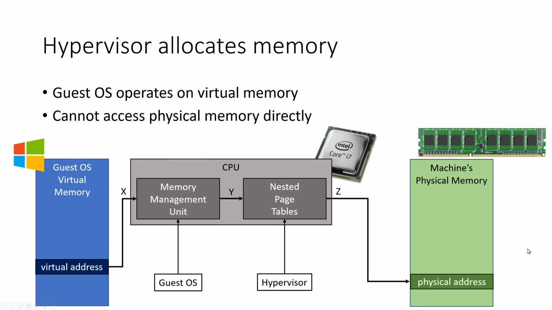Now, when we run in full virtualization, we have an additional layer that is controlled by the hypervisor. So virtual machines, for example, running Windows as their guest OS, will operate on virtual memory. So they will have virtual addresses. And these virtual addresses will be translated to machine virtual addresses by the memory management unit. And these machine virtual addresses will be translated into actual physical addresses that we will use to address the memory by nested page tables, which are also inside the CPU.